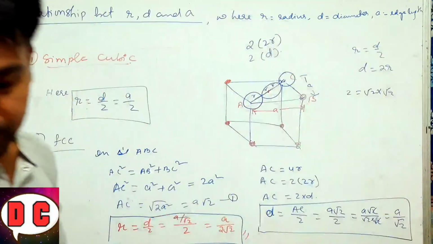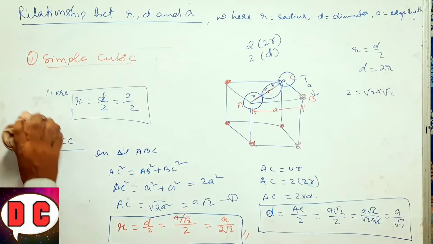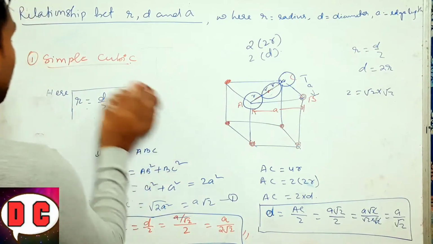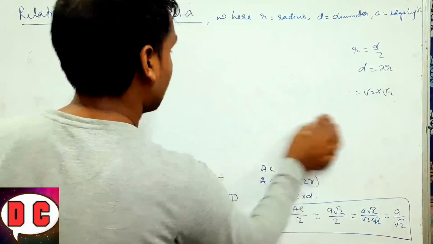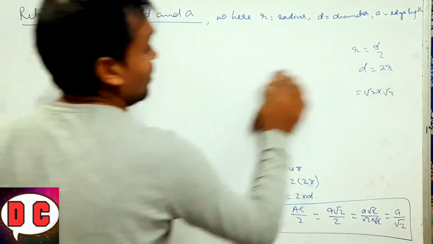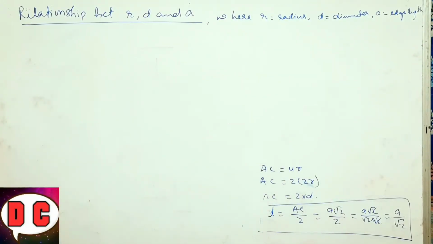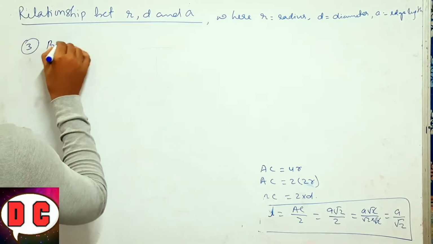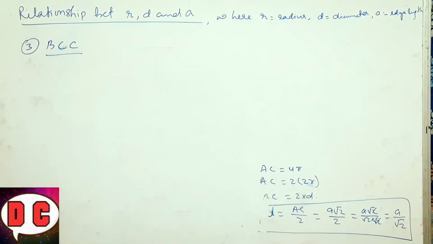Now moving on to the third one. The third one we are going to do is the BCC structure, body centered. You should note these things down, because they are very important for your numerical problems, for your JEE and NEET examinations, so you should remember. Now we are going to discuss the third type of unit cell, that is BCC, body centered. Okay, so in the body centered, I won't be stretching much.